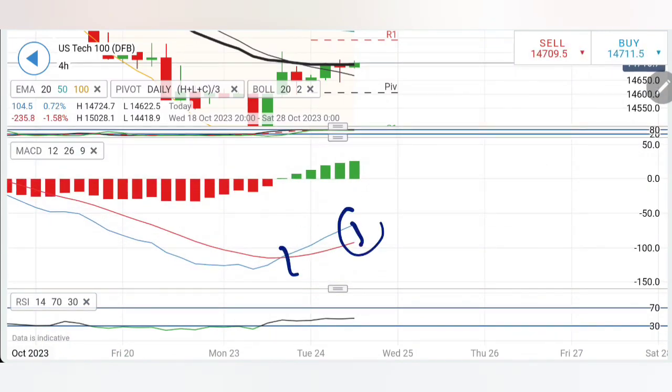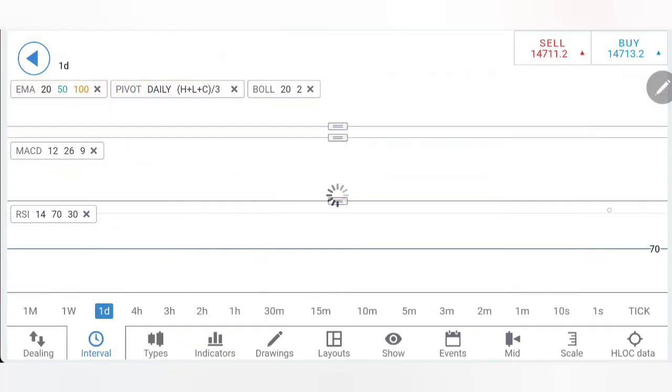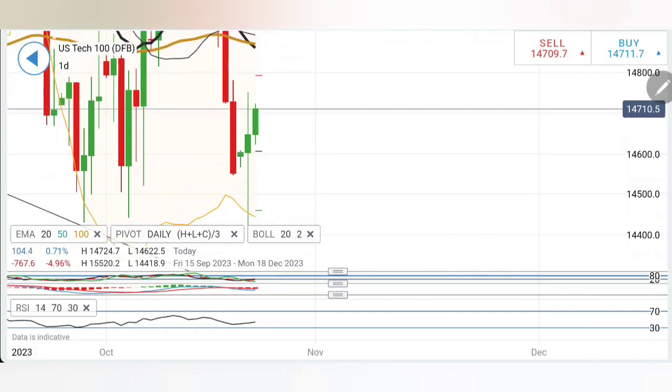MACD has crossed over, trading with divergence, trading bullish, looking upwards, and it does not mean that it cannot achieve further lows, but right now it is trying to retrace. RSI rising, coming to the daily. Now on the daily charts, one must note right now lower highs are still seen here. Remember, lower highs are still seen here.